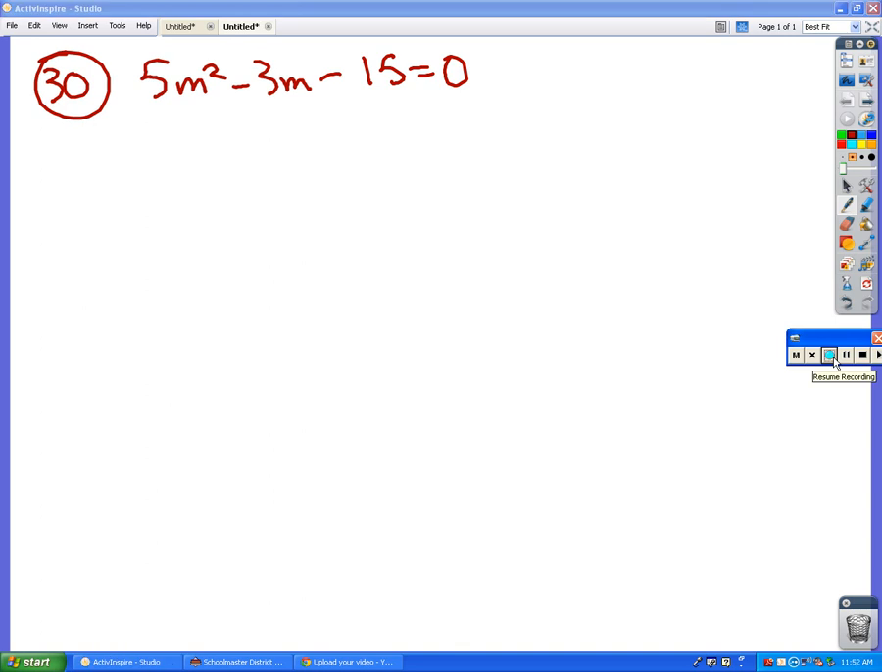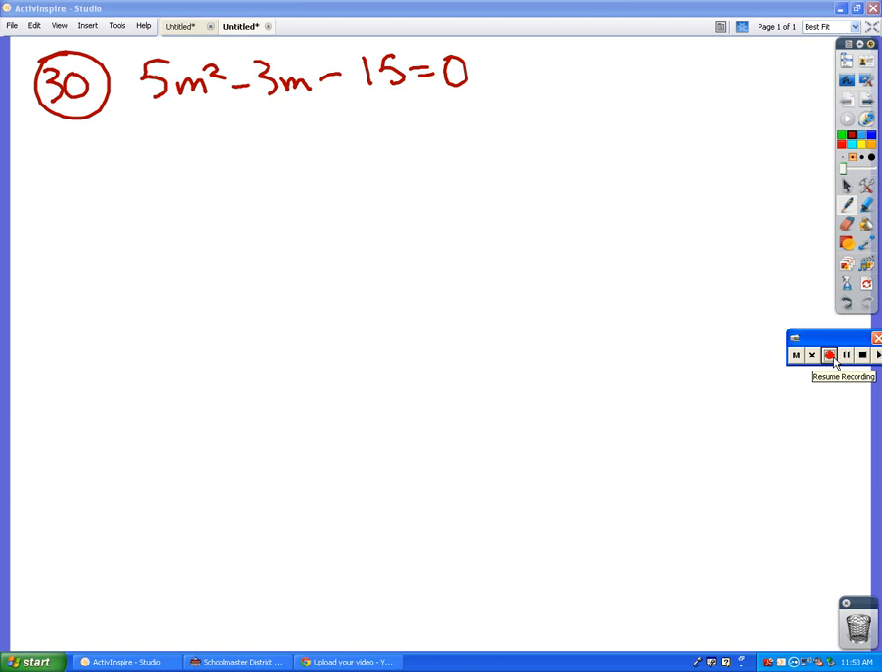Let's try again. All right, so this one says that we can do this any way that we would like. Now, we have 3 different ways of solving quadratic equations. One of them that we haven't spent a lot of time on is graphing them. I'm going to go out on a limb and assume that nobody in here wants to solve this by graphing. So that really leaves us 2 good choices. One is factoring and one is using the quadratic formula.